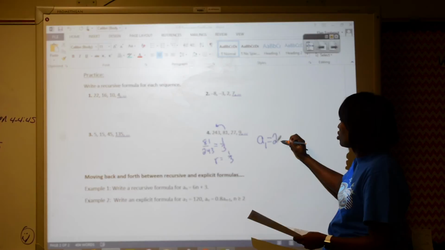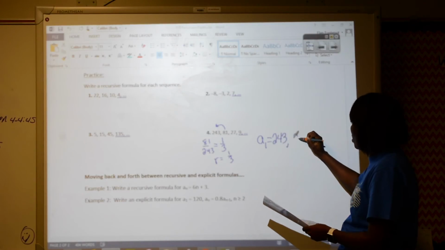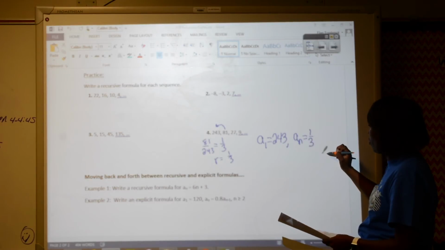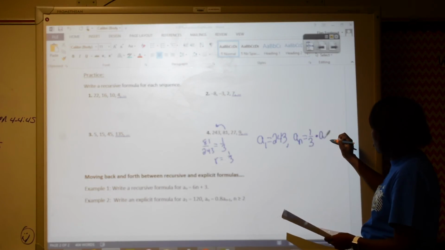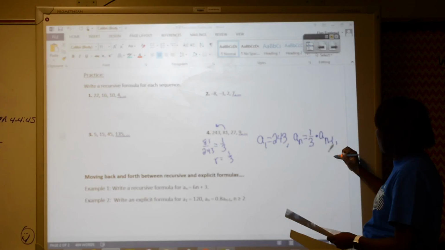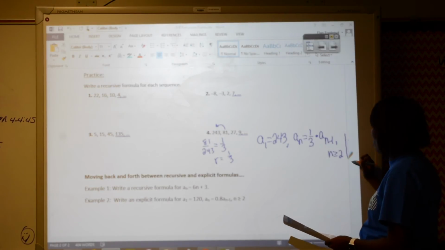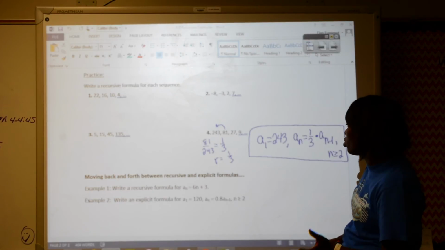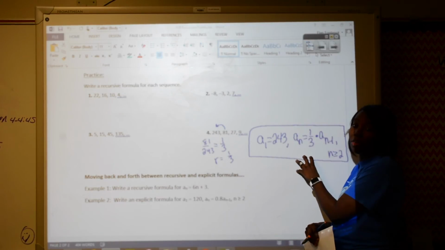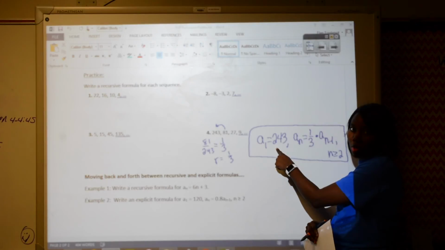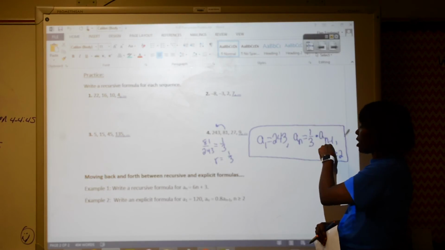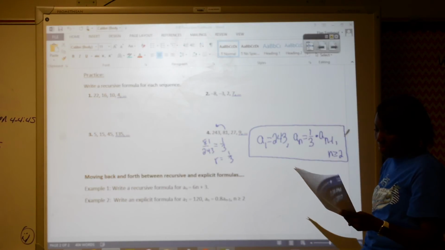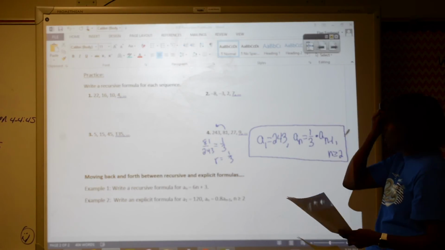We have to know the first term. And then we know that a sub n is equal to the common ratio of 1/3 times a sub n minus 1. And n has to be greater than or equal to 2. We need all of that information because somebody who just walks up and sees the equation has to have enough information to solve it. I start with my first term, plug it in, multiply times the common ratio, and n has to be greater than or equal to 2. And that is how you write a recursive formula.